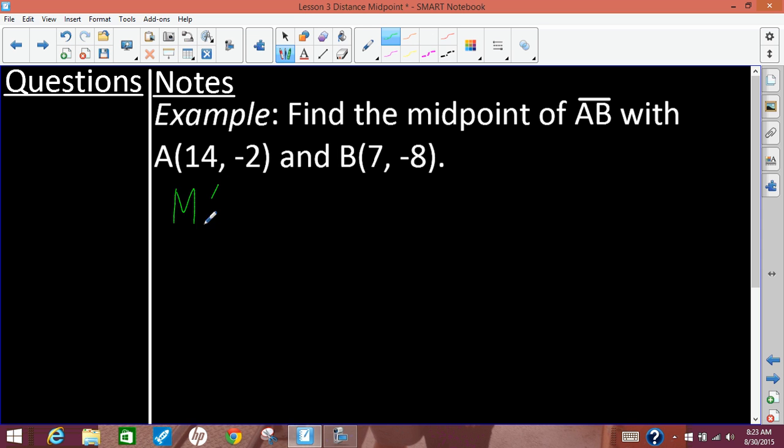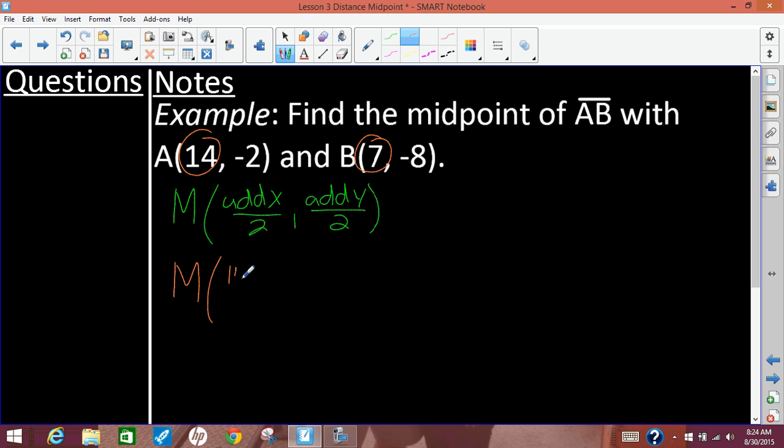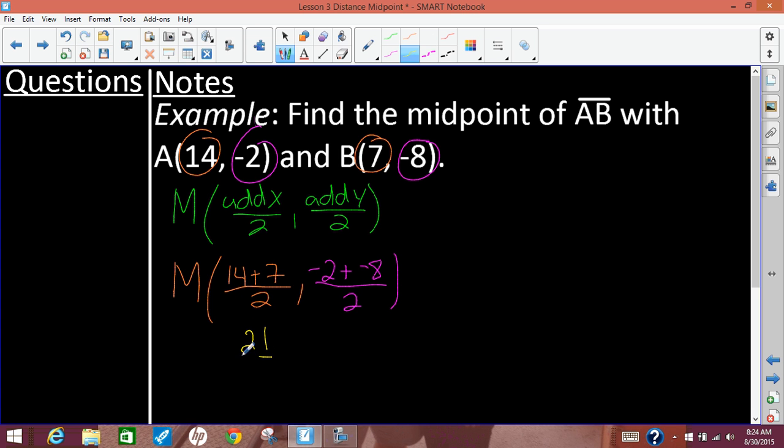So always, always, always start with the formula. It'll help you remember it for a quiz or a test or in the future when you need to know the midpoint. I'm going to add the x's. In this case, they're 14 and 7. I'm going to add these y's, negative 2 and negative 8. And then we're going to simplify. 14 plus 7 gives us 21. Negative 2 plus negative 8 gives us negative 10.